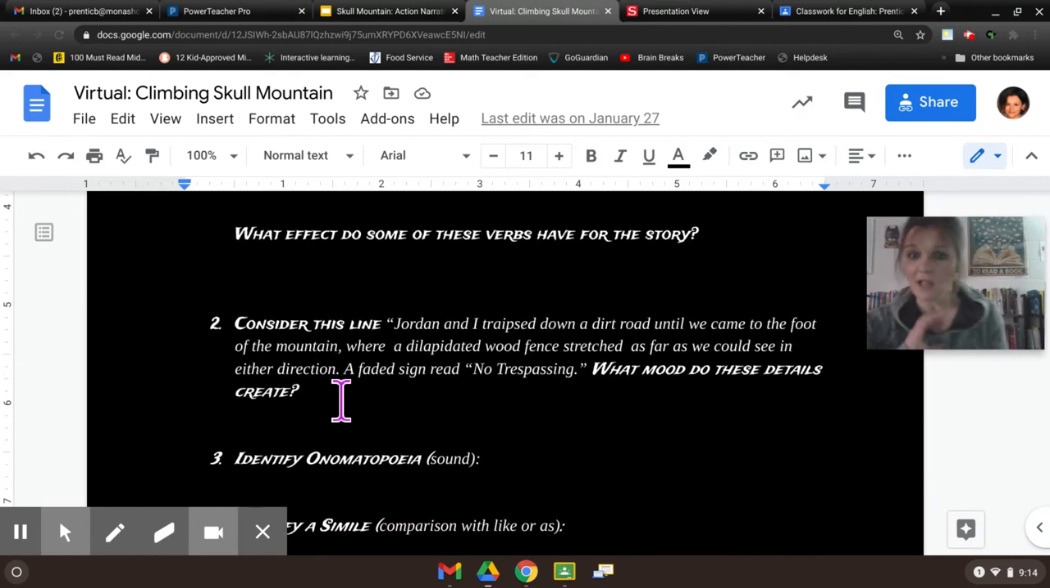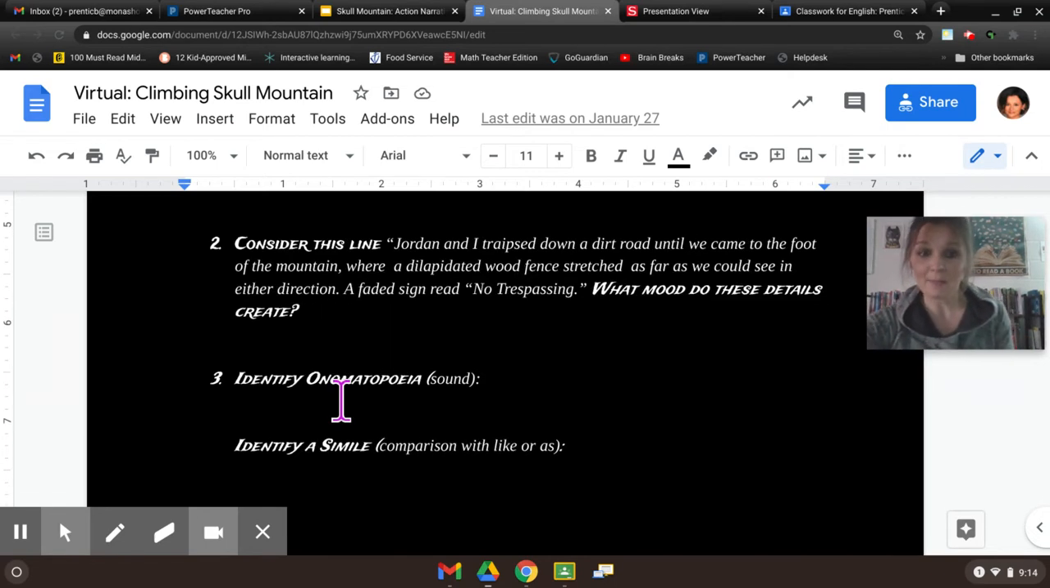The second one is all about mood, the ambiance, the setting. "Jordan and I traipsed down a dirt road until we came to the foot of the mountain, where a dilapidated wood fence stretched as far as we could see. A faded sign read, no trespassing." So the dilapidated fence, the sign, the warning, what is that mood?